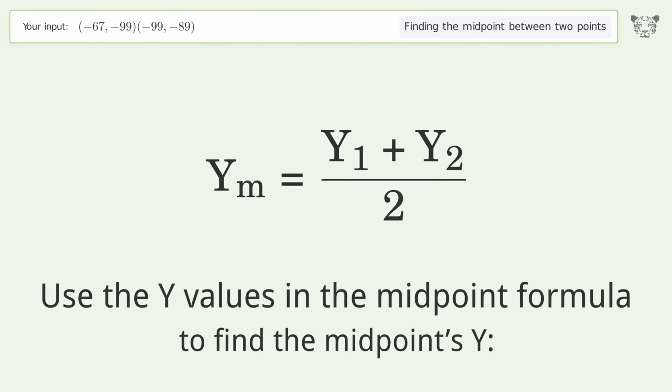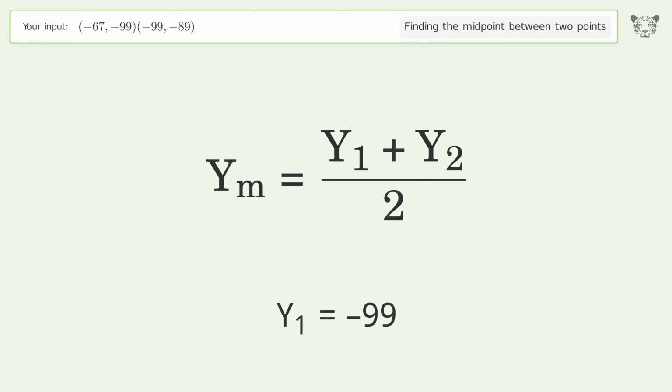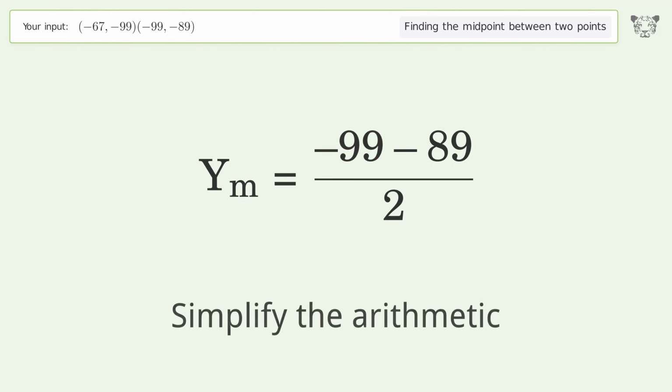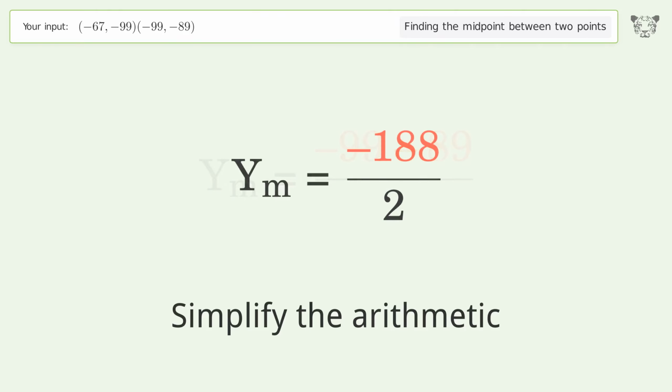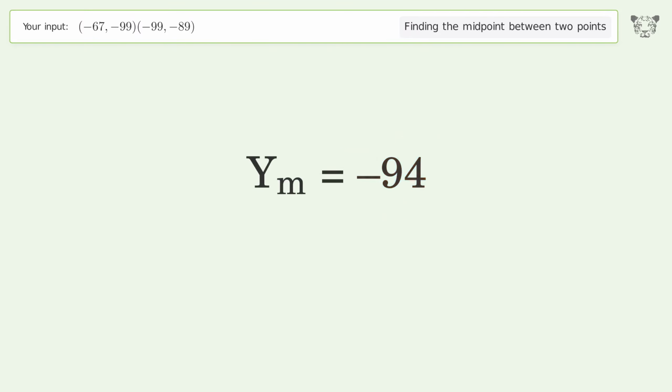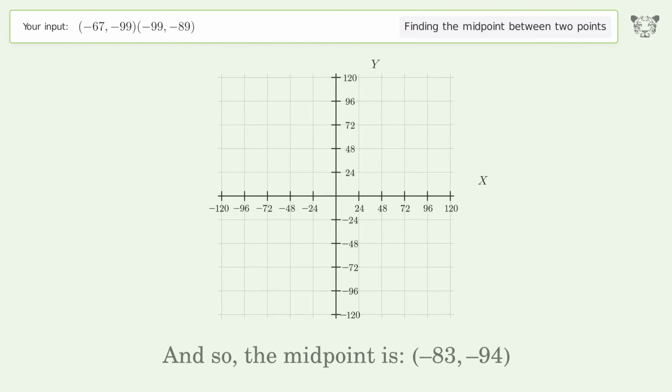Use the y values in the midpoint formula to find the midpoint's y. y1 equals -99. y2 equals -89. Simplify the arithmetic. And so, the midpoint is -83, -94.